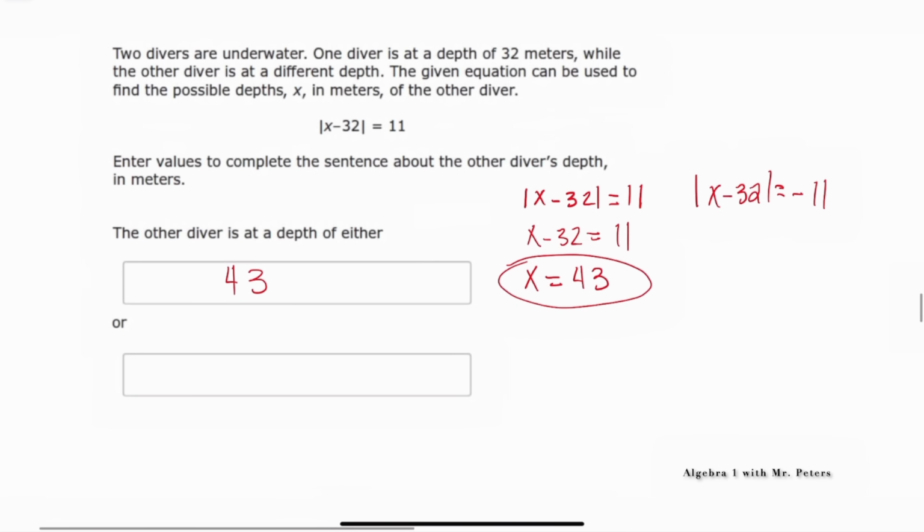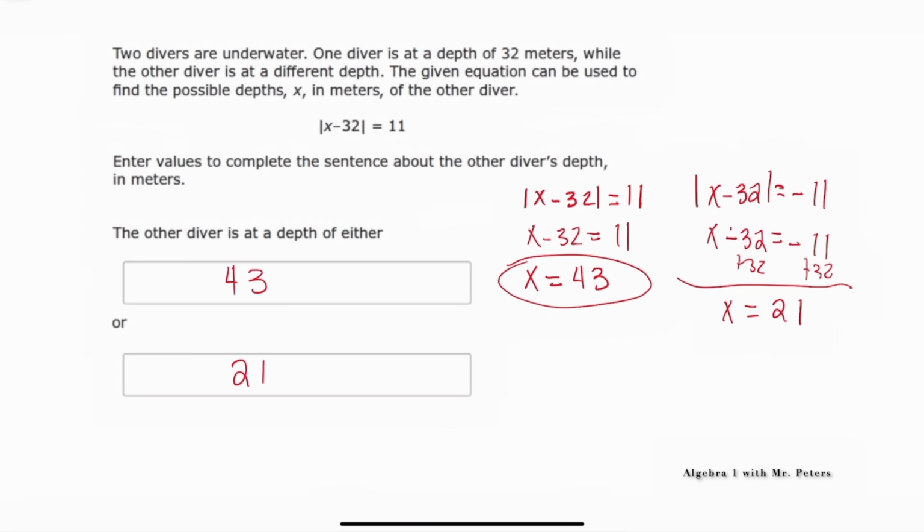Then for the second one, we drop the brackets. We have x minus 32 is equal to negative 11. When we add 32, what we're going to get is x is equal to positive 21. So these are the two answers that we would get. And if, let's say they had a 2 out here, we would have to make sure that the absolute value was isolated first before we could actually solve. So if you have a type of problem where absolute value isn't isolated, please make sure you isolate it.